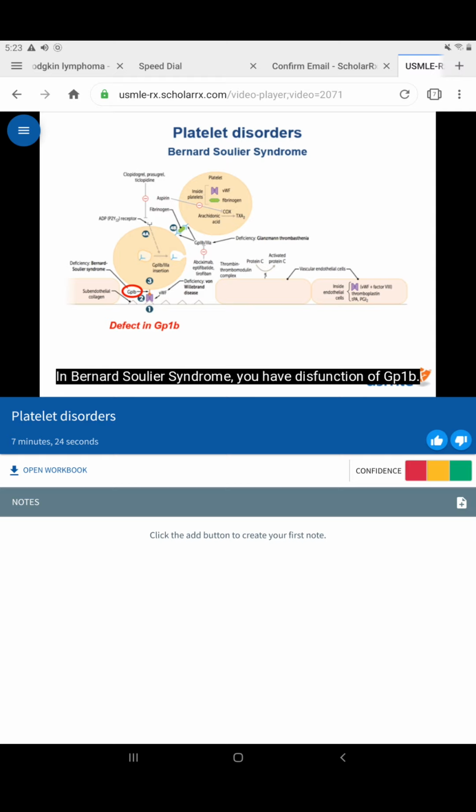In Bernard-Soulier syndrome, you have dysfunction of GP1B. So in this disorder, would you expect a drop in the number of platelets? No, you'd see a normal platelet count. And therefore, this is considered a qualitative condition, as there is a dysfunction in the platelet structure itself, notably GP1B. This results in a long bleeding time with a normal platelet count.